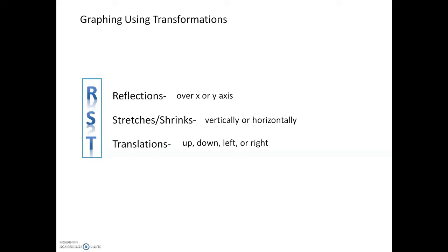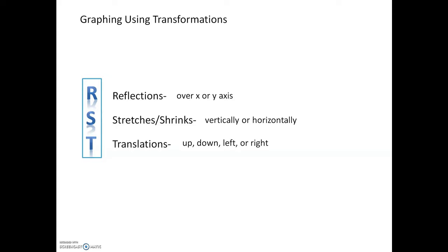And there are kind of two types, but four directions of translations. You can either go up, down, left, or right. And when you do that, you're going to be moving the whole graph up, down, left, or right. So let's get into some examples.